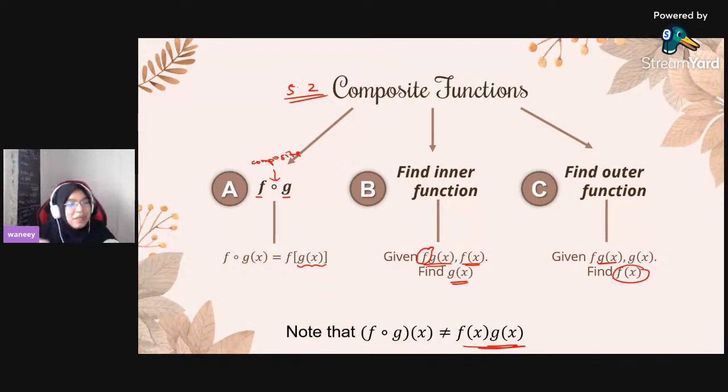Okay, so that means next week on Sunday, when I see you, we are going to learn 5.3, where we have the inverse function. So after we learn about the inverse function, we are going to proceed with the exponential and log. Okay, so that's all for today.